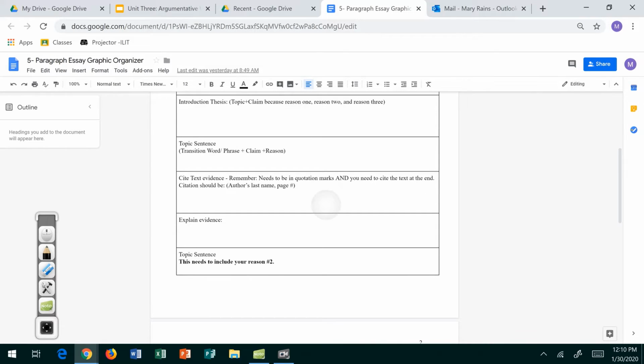And I'm going to actually leave the thesis up here because I'm going to show you how the thesis ties into organizing the rest of your paper. So you have your thesis, you have your claim because reason 1, 2, and 3. Well, then you come down here to your topic sentence of your first body paragraph. So this is body paragraph 1.